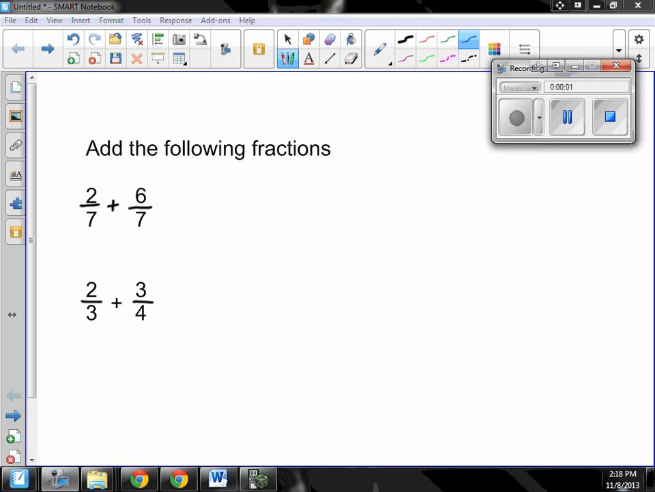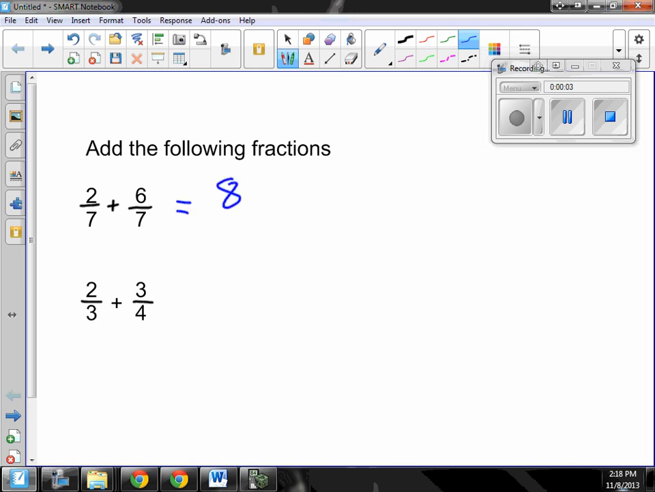2/7 and 6/7, I get 8/7. How come that was so easy? They have the same denominator.